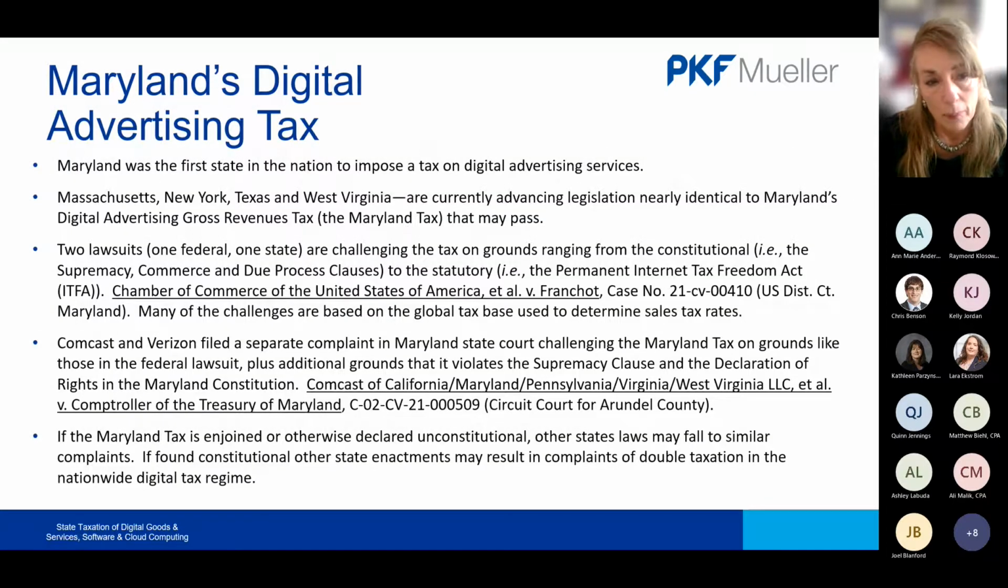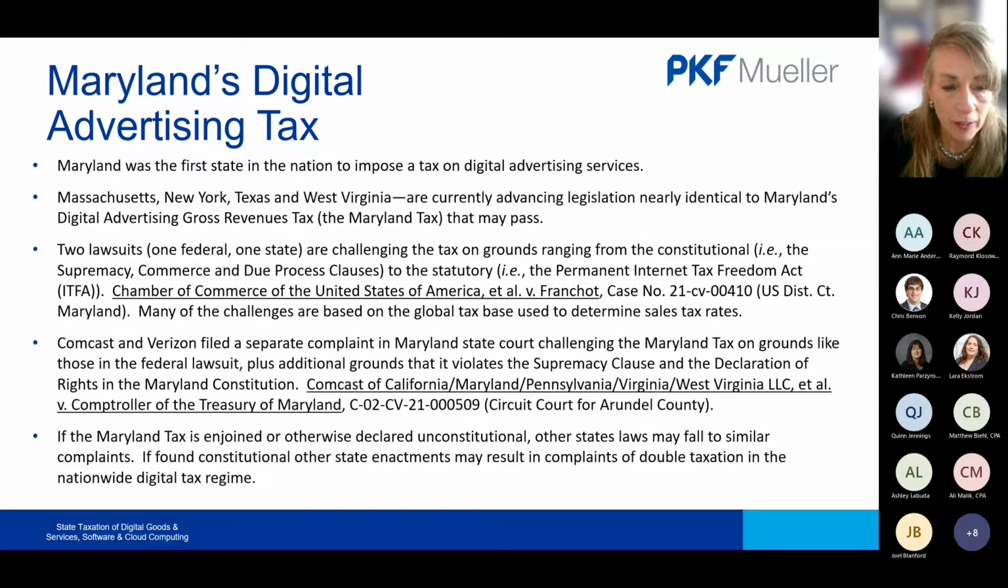And then Maryland's digital advertising tax. It's the first state in the nation to impose a tax on digital advertising services. So they have led the charge in imposing more taxes on digital advertising. Massachusetts, New York, Texas, and West Virginia are currently advancing legislation to also mimic what Maryland has passed. There are two outstanding lawsuits, one federal, one state, challenging the tax on constitutional grounds. Ellen, can you expand upon that before I lose my lingo?